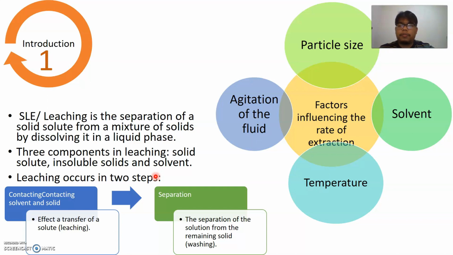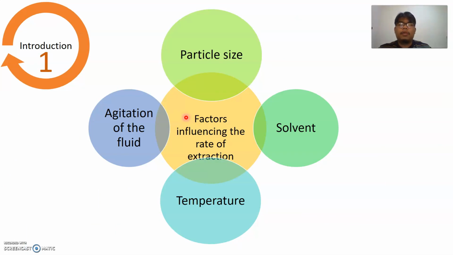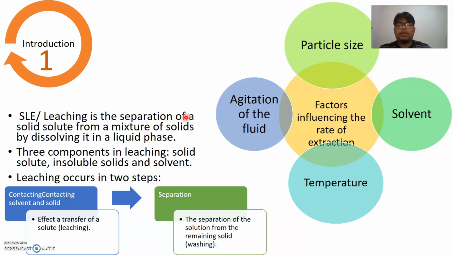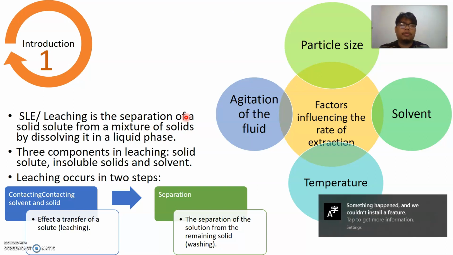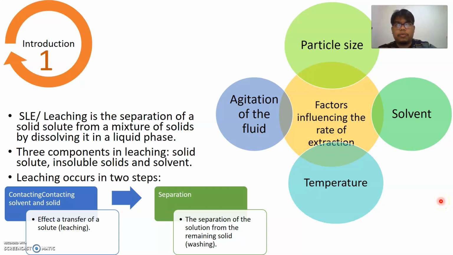And we can call that leaching. It occurs in two steps, which is contacting solvent and solid, and then separation. So here are the two main steps that we will see. And there are a few factors influencing the rate of extraction, which are particle size, solvent, temperature, and agitation of the fluid. These are the factors that will increase the rate or the quality of the extraction. So we need to consider all of these things in order to do our method.